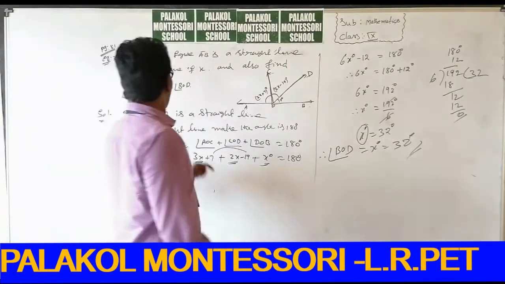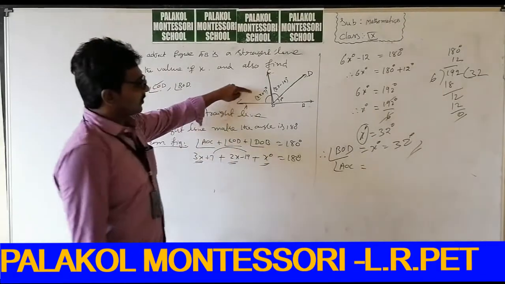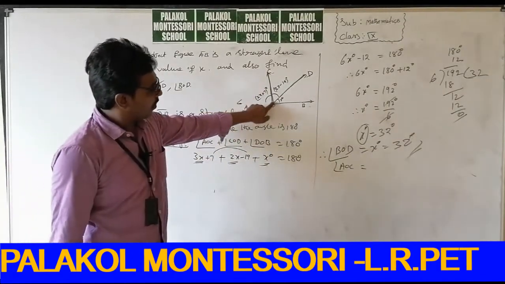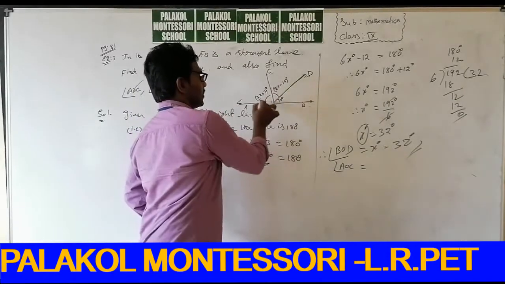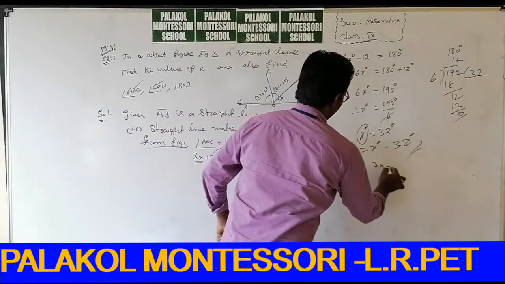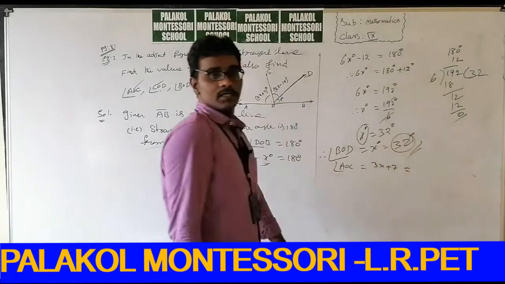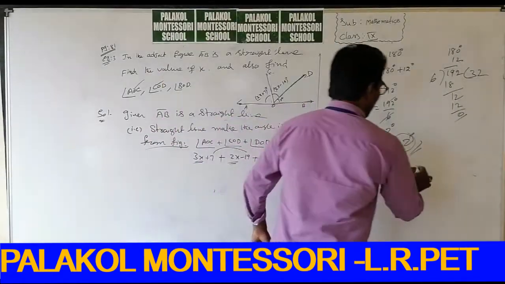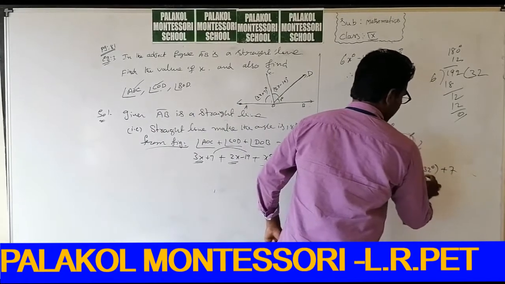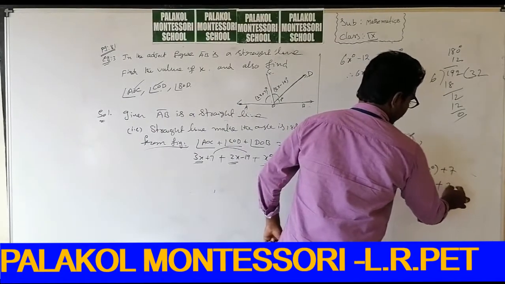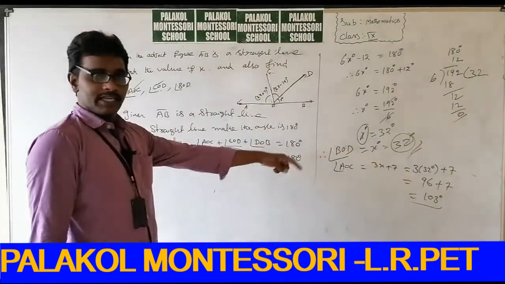Now come to angle AOC. What is angle AOC from the figure? This one. So 3x plus 7. We already found the x value, 32 degrees. So 3 times 32 degrees plus 7. So 96 plus 7, so 103 degrees, guys. 103 degrees.